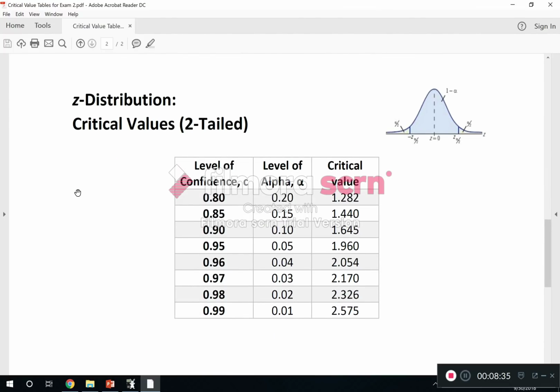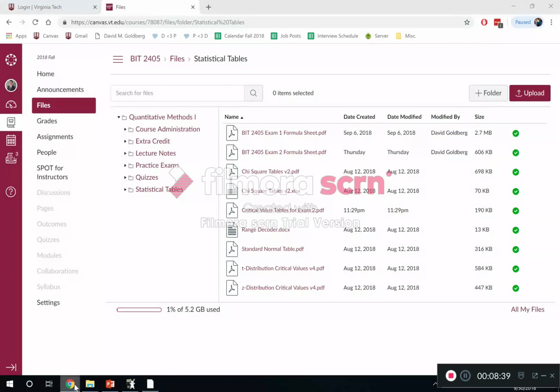We said that this one was z distribution, so that's the part of the table that we're going to go to. If you are missing this table, or if you need another copy of it, if you look up on Canvas under the Files and Statistical Tables, you'll see a document called Critical Value Tables for Exam2.pdf, and that's the one that you'll want to look for, and that's basically the same PDF that was handed out in class. And if you do need them, another copy, I will have extras next class and hand them out at that point as well.